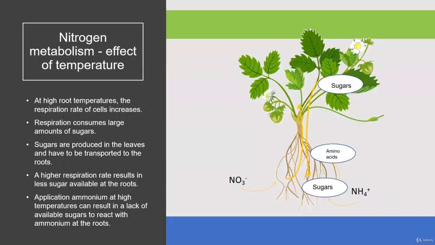It means that at high temperatures, we will prefer to use more nitrate sources, less ammonium, because of the way these two forms of nitrogen are being metabolized within the plant. And there is another effect that I will mention, I think, in the next class.